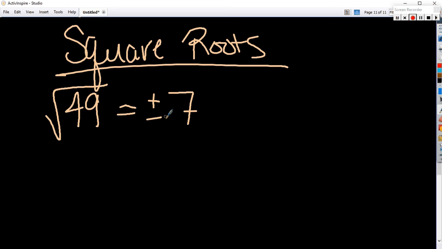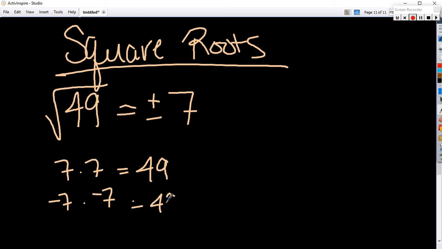Positive or negative. And if you think about it, the reason is, I told you it multiplies by itself twice, right? 7 times 7 is 49. What is negative 7 times negative 7? 49. It can be positive or negative, okay? This little sign right here will kill you as you go through, and make sure you include that when you take a square root. All right, so that's kind of review.